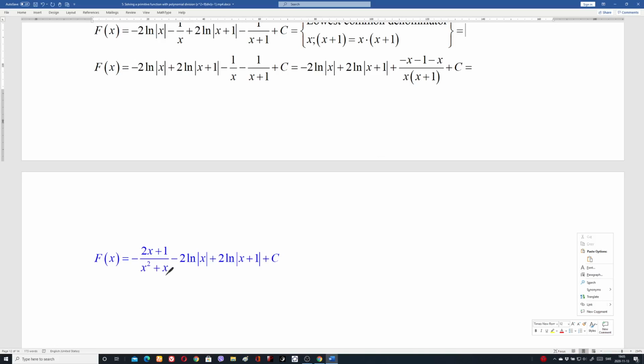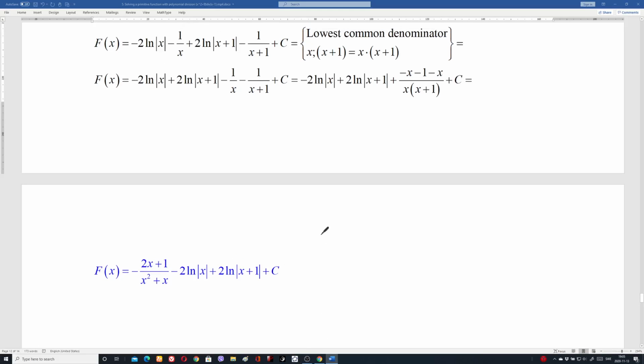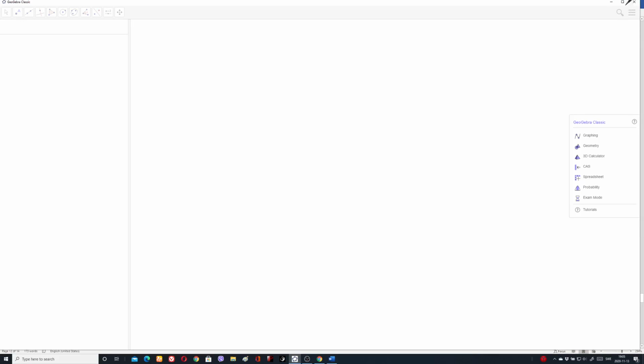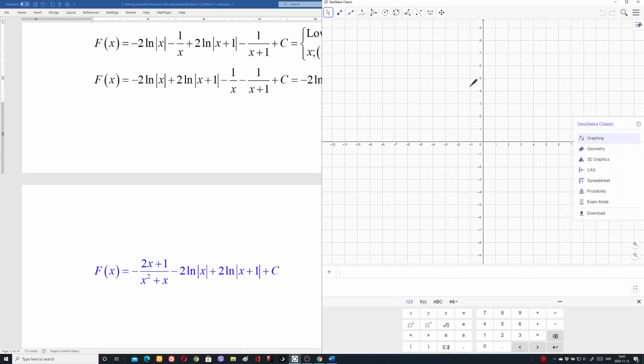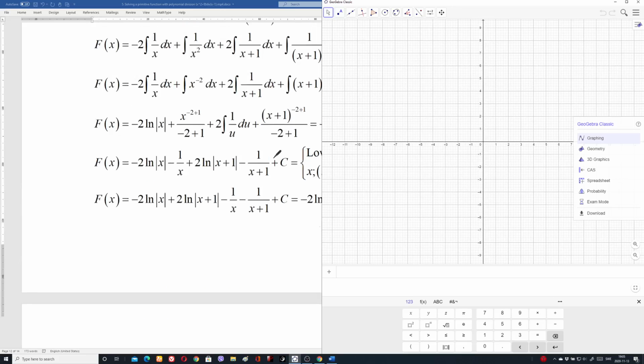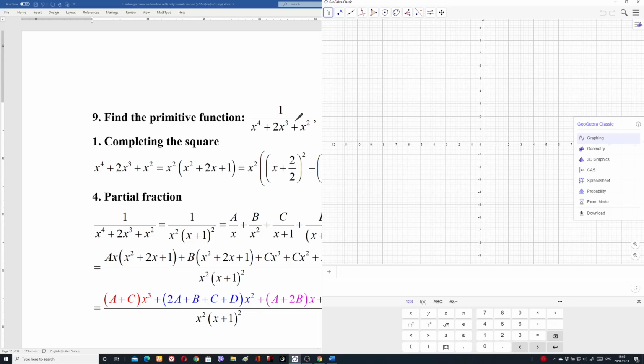And x power 2 plus x, minus 2 ln x, which is this one here, and plus 2 ln x plus 1, plus the constant c. So now I will ask GeoGebra if I did right. Let me see what GeoGebra is saying, if I have calculated right, okay? So this is the equation here.